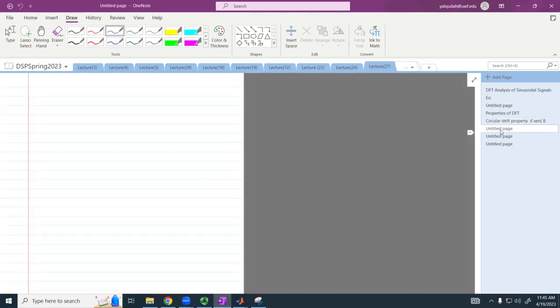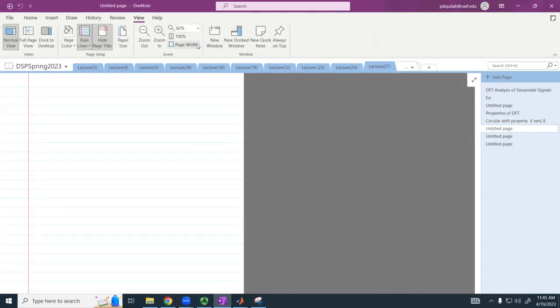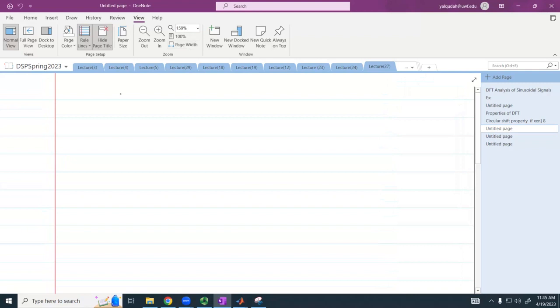Okay, so let's do an example on the calculation of the convolution. Let's say we have a signal x1 of n, which is defined as the following: 1, 2, 3, and 4, at n equal to 0, 1, 2, and 3.